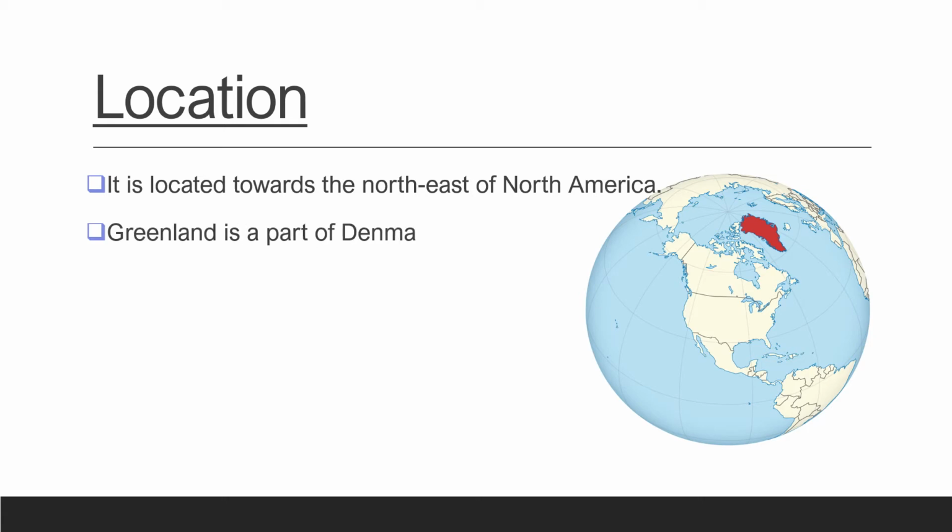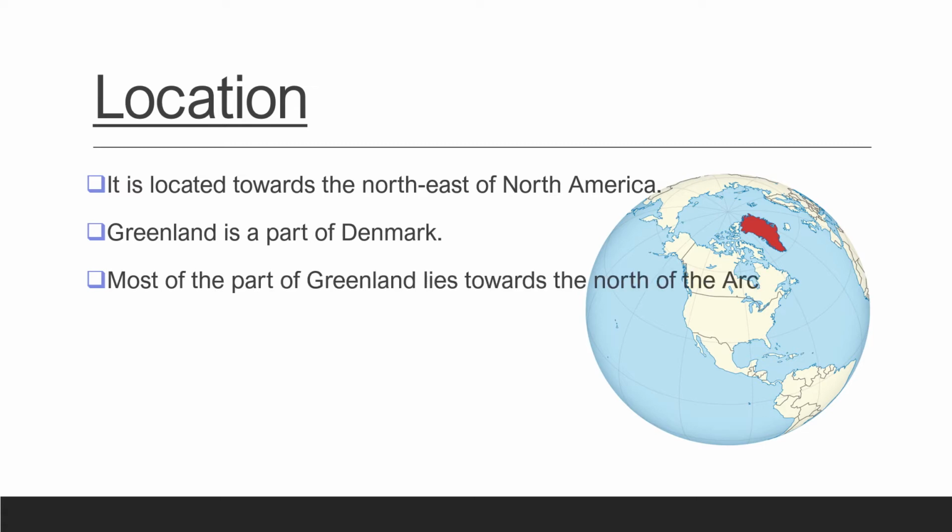Greenland is a part of Denmark. Greenland comes under the Kingdom of Denmark. Denmark is a country. Most of the part of Greenland lies towards the north of the Arctic Circle. So in the previous chapters we have seen what the Arctic Circle is and where it is. So most of the part of Greenland lies towards the north of the Arctic Circle.